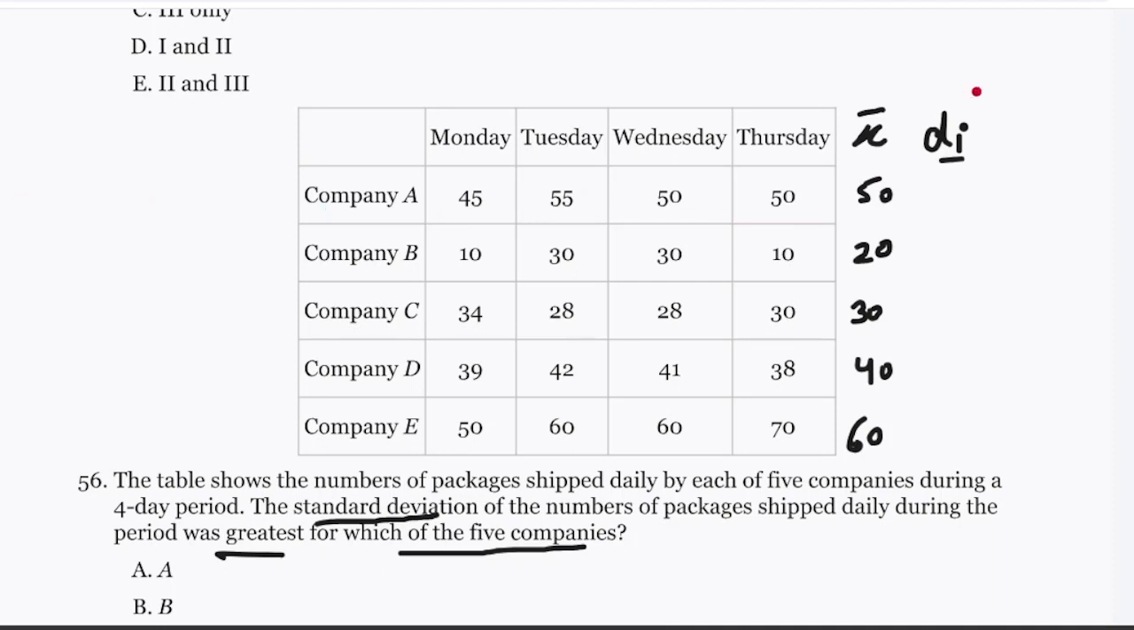And if I have to find di square, I get minus 5 whole square, 25, plus 5 whole square, 25, plus 0 plus 0. That means this number is coming out to be 50. Then here, 10 minus 20 is minus 10, square 100, plus 20 minus 30, again 10, that is 100, plus again 100, plus again 100. So the total comes out to be 400.